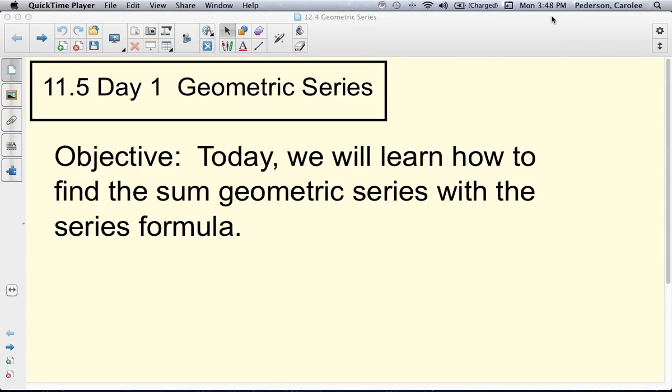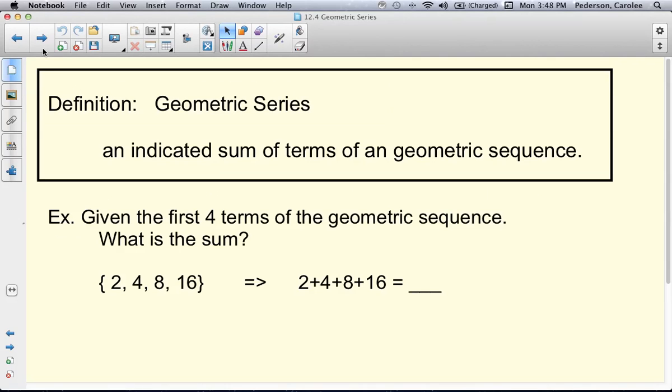So this lesson is going to focus on the geometric series using this series formula. Here's a definition, you don't need to write it down. The definition of a geometric series is taking those geometric terms in a geometric sequence and adding them together. So this first example, you don't need to write down. We have a geometric sequence, and we want to add them up and find out what is the sum of those four terms. So you just take 2 plus 4 plus 8 plus 16, which is 32.